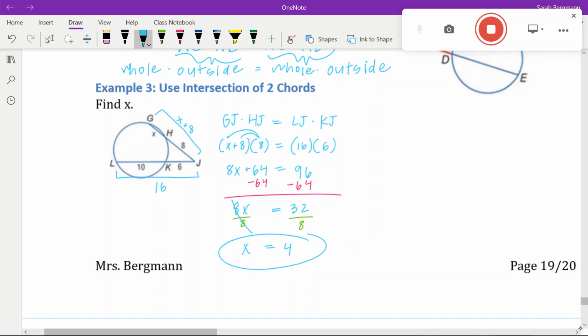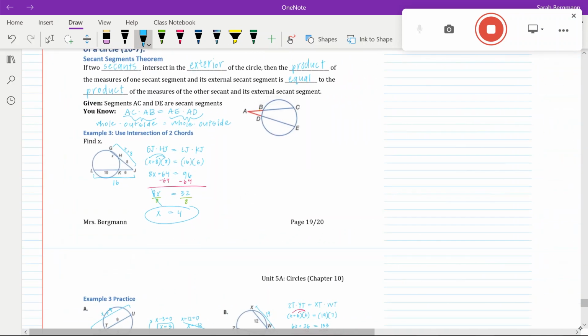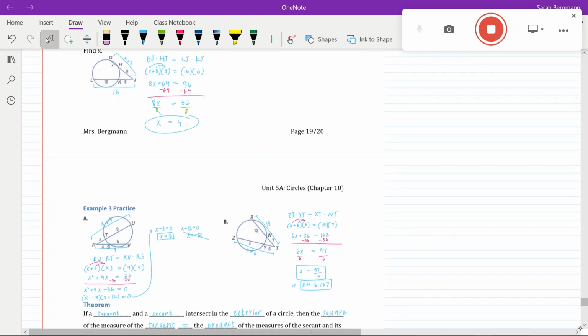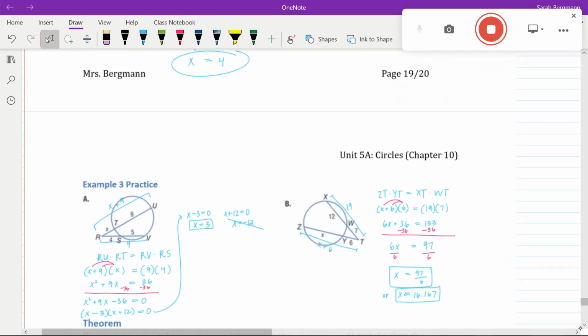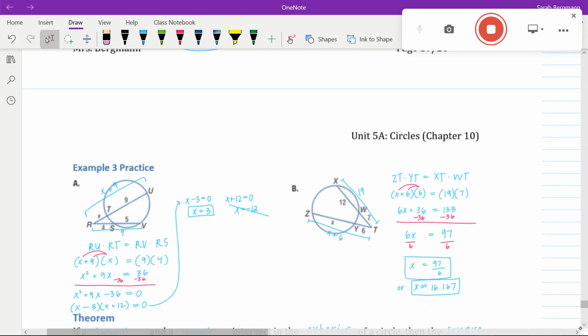There's a practice problem on the top of the next page. Before you do it, pause and see if you can do it on your own.